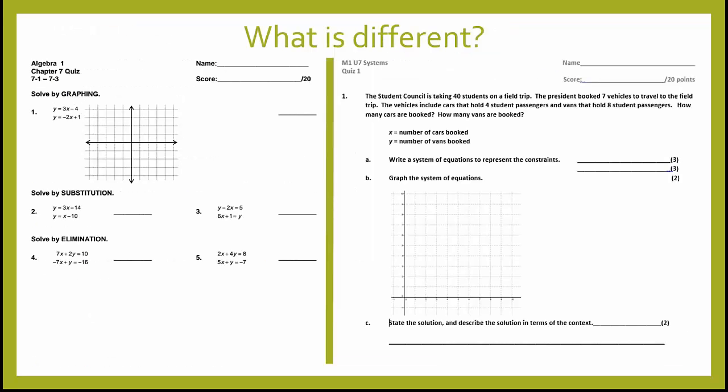Another comparison of the changes in rigor include these quiz samples. We can all recognize the basic procedural quiz on the left from Algebra 1, which is our former Algebra 1 quiz. But take a look at how it differs from our new Math 1 quiz on the right. The Math 1 quiz requires students to write a system of equations from a real-world situation. They graph the system and discuss the explanation of the solution.